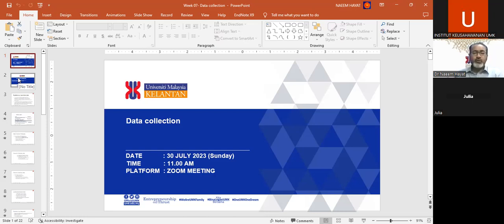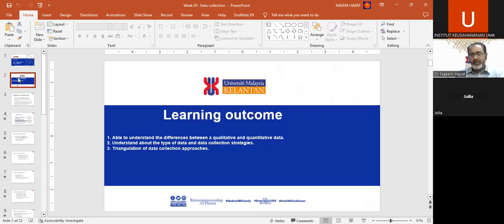Okay, so today we'll be discussing data collection and the learning outcomes that we would like to cover today: the qualitative and quantitative data that we need to collect, the types of data and data collection strategies according to the data that we are looking for, qualitative or quantitative, and the triangulation of data collection approaches. There are different approaches, methods, and tools by which we can collect data.